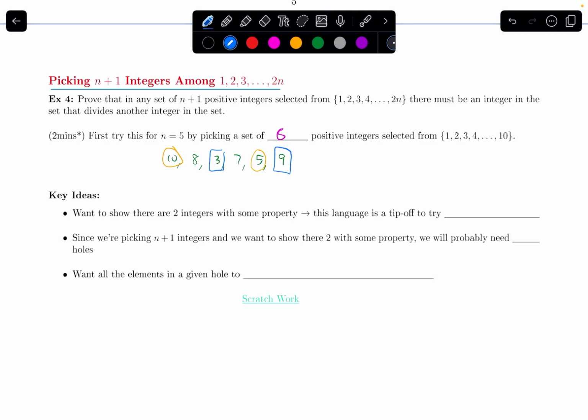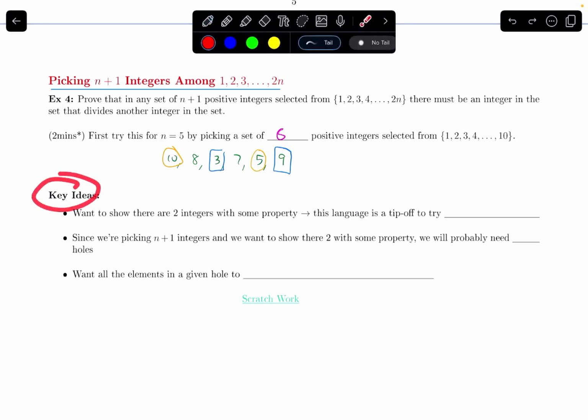So in fact, in this set of 6, there were actually 2 pairs where within the pair, one of them divided the other. Okay, and hopefully when you were trying this in whatever set of 6 that you picked, this was happening as well. Okay, so how do we solve this and show this in general?